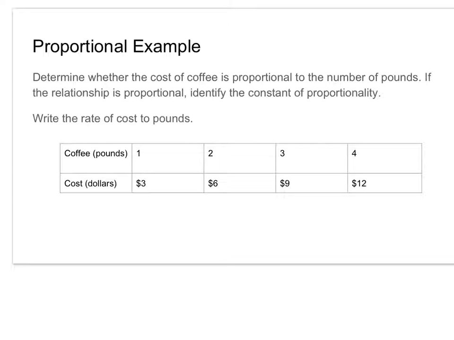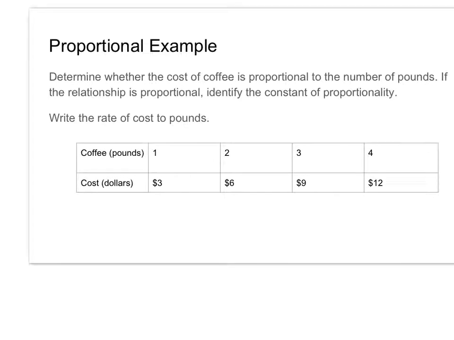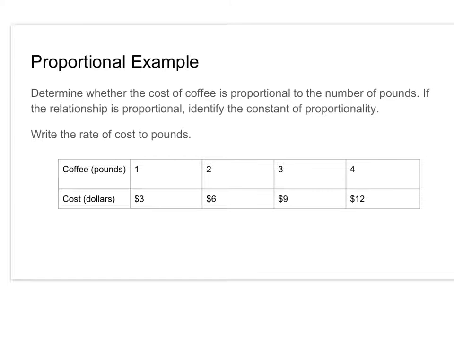So you need to write the rate, cost per pound. I need to look at my table and create our rate. So I have $3 for 1 pound. That is basically going to be our simplified fraction. If all the rest of these prices and pounds simplify to 3 to 1, then it's going to be proportional. 6 to 2, I can simplify this down. If I divide them both by 2, that gives me 3 over 1. So those two are equal.